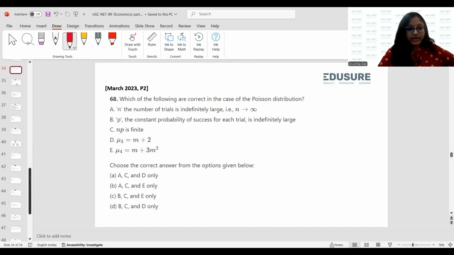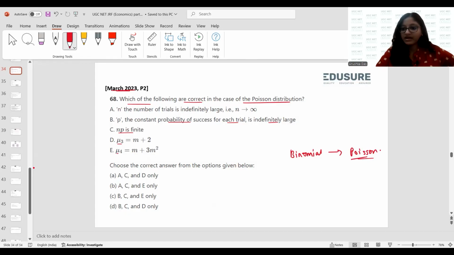Let's move to the next question quickly. March 2023, a question from Poisson distribution. Which of the following are correct in case of Poisson? The first option is saying n, the number of trials, is indefinitely large. Second is p, the constant probability of success, is indefinitely large. np is finite. Central moments. So firstly, what we know is that the Poisson distribution can be found as a limiting case of the binomial distribution.